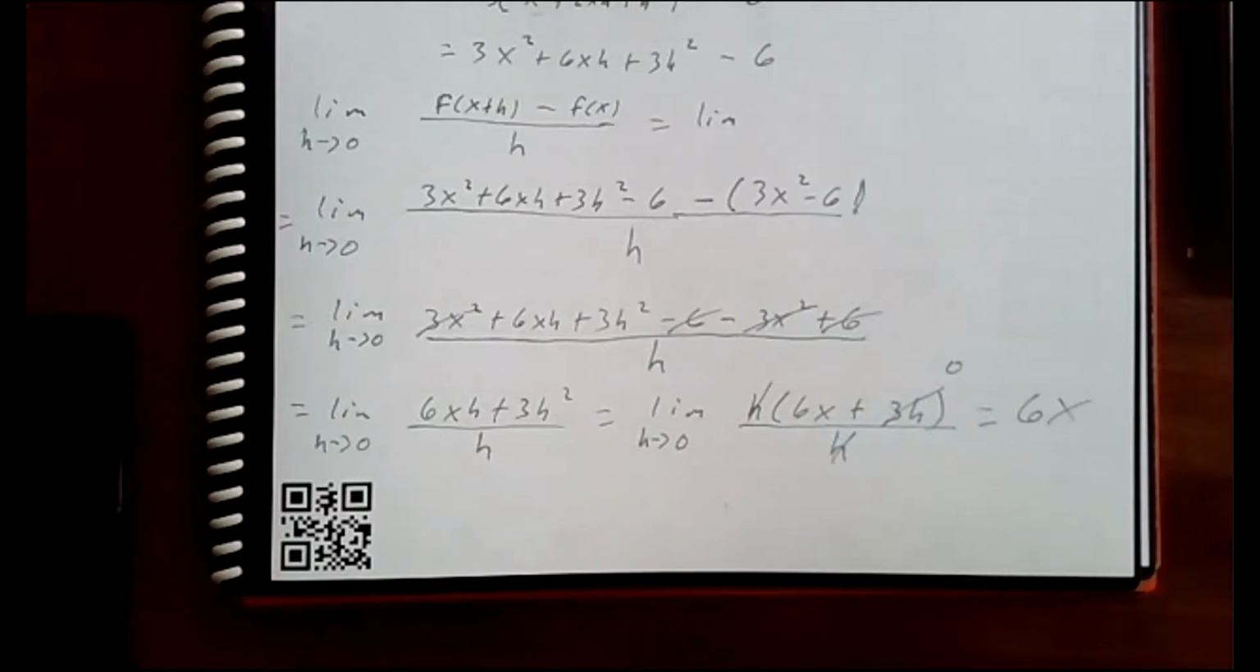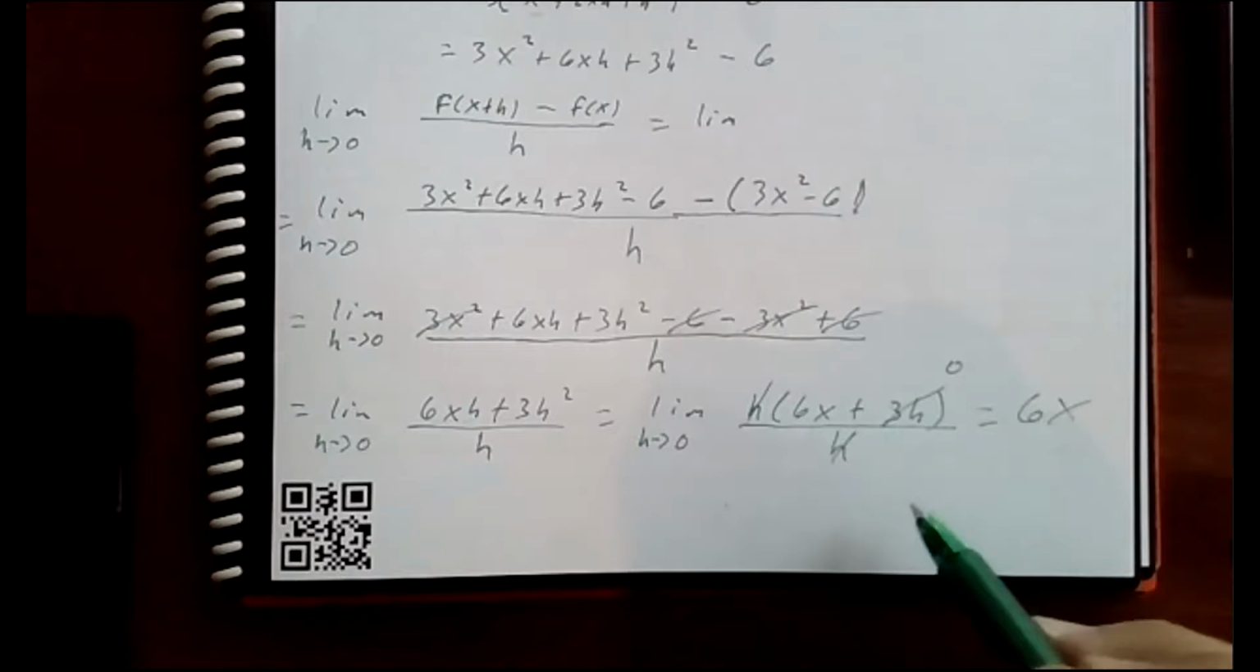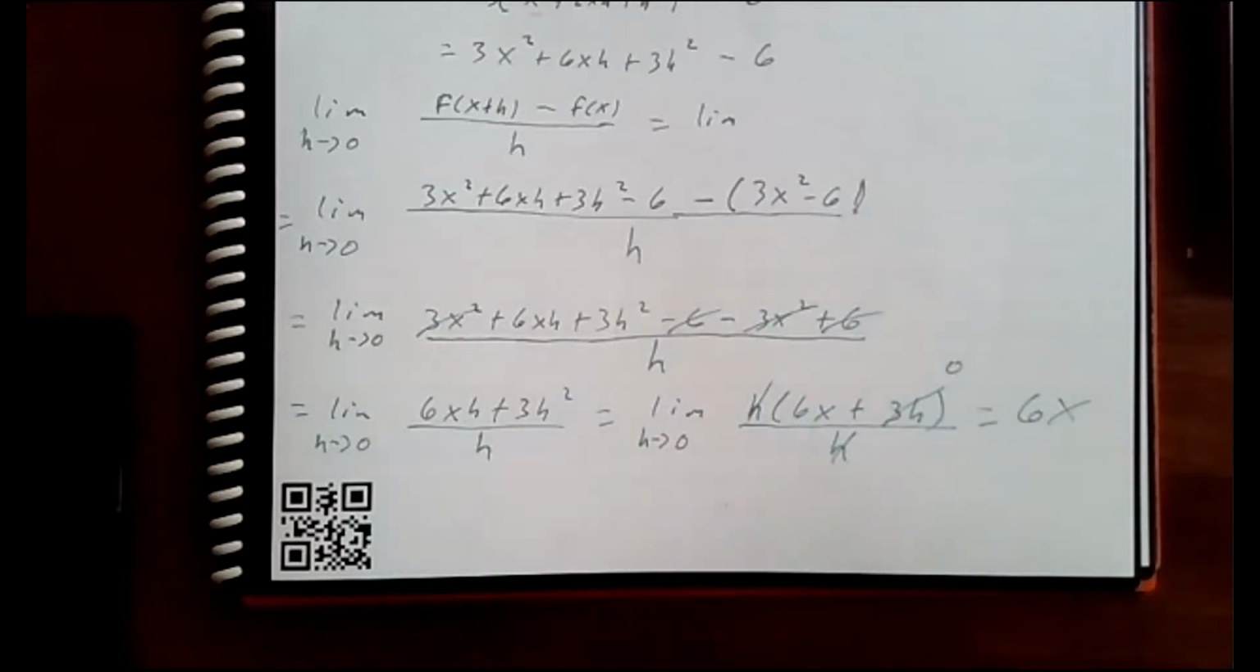Yeah, since it's no longer on the bottom, I canceled it. So you're able to just go ahead and plug it in. So whenever you do these, the goal every single time is to cancel that h on the bottom. It's going to cancel every single time. And if you can't, then you probably made some sort of error at the beginning or somewhere. Okay, I'm good.